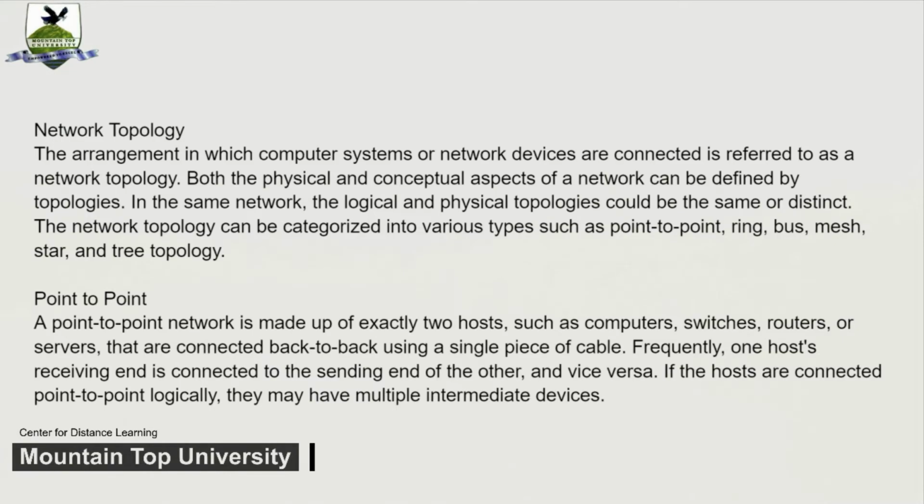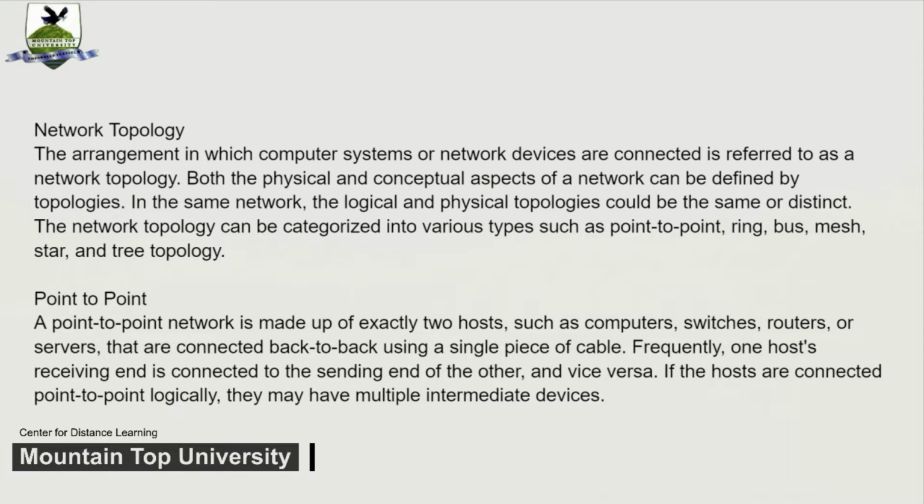Network topology. The arrangement in which computer systems or network devices are connected is referred to as a network topology. Both the physical and conceptual aspects of a network can be defined by topologies. In the same network, the logical and physical topologies could be the same or distinct. The network topology can be categorized into various types such as point-to-point, ring, bus, mesh, star, and tree topology.